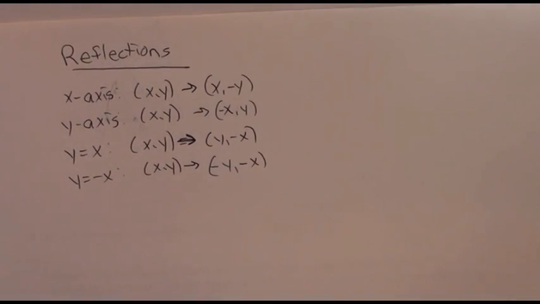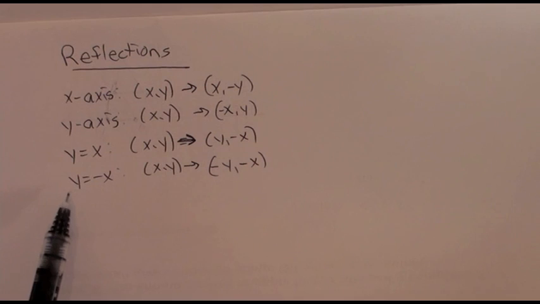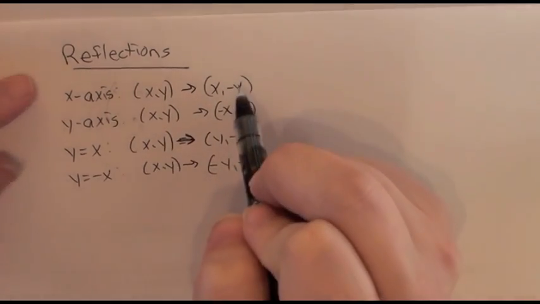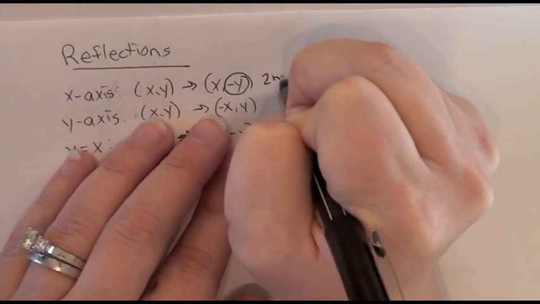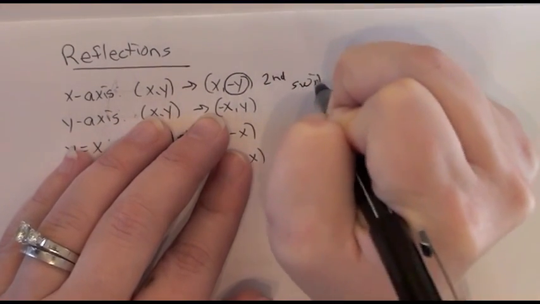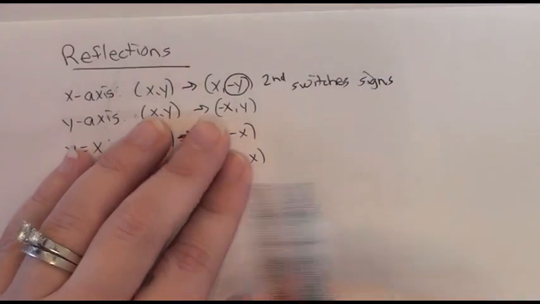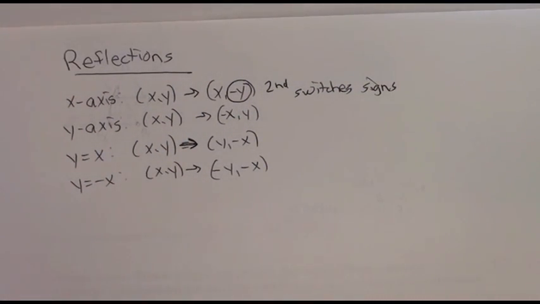All right, so now we have to look at the rules for the reflections. We have 4 of them here. We can reflect across the x-axis, y-axis, the line y equals x, or the line y equals -x. If you reflect across the x-axis, the point (x, y) turns into (x, -y). So what happens here is your y value, the second number, switches signs. It was y and now it's -y. So that negative sign will make a negative number positive or a positive number negative.